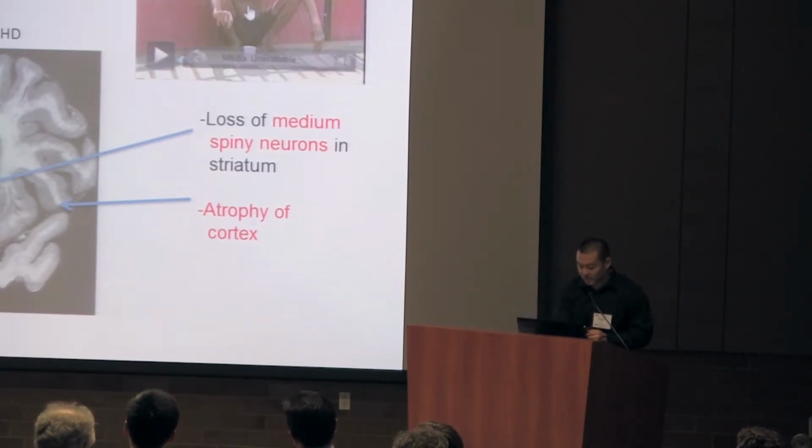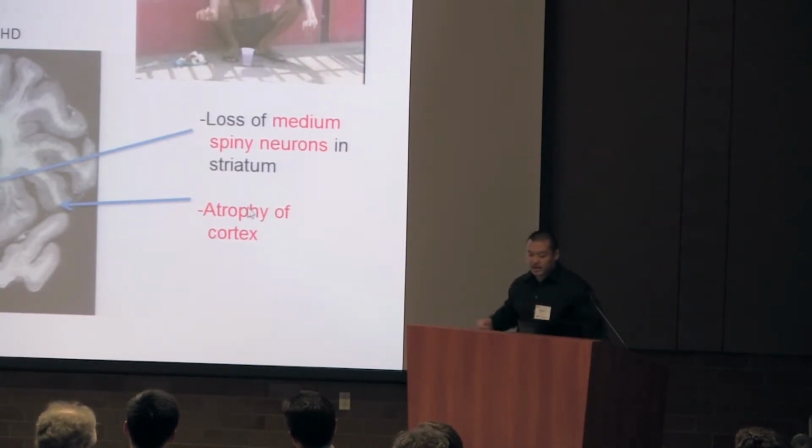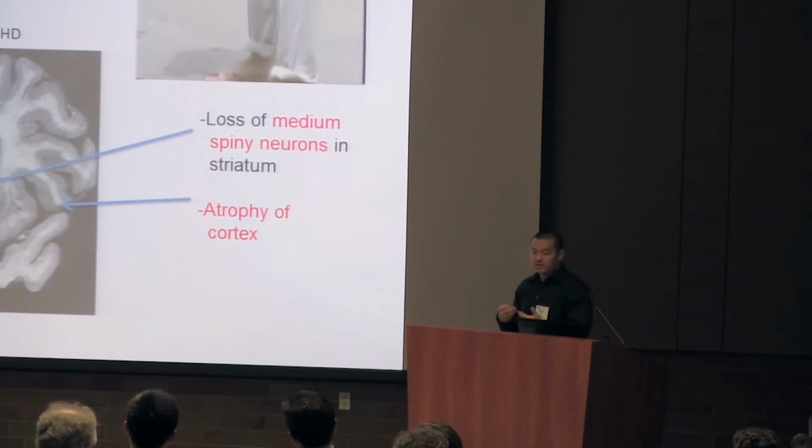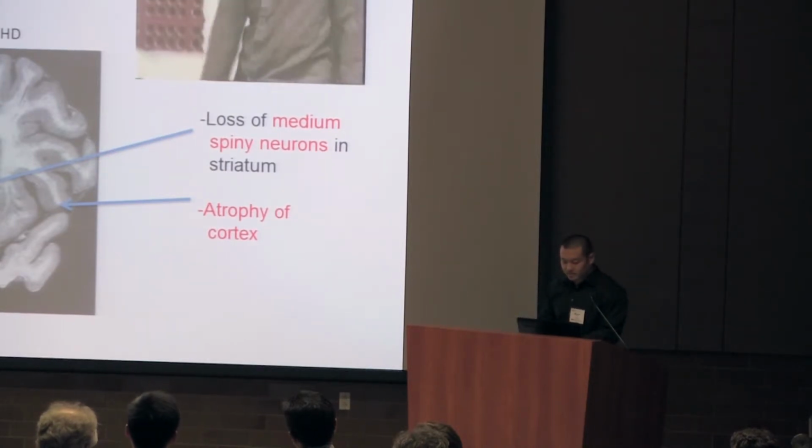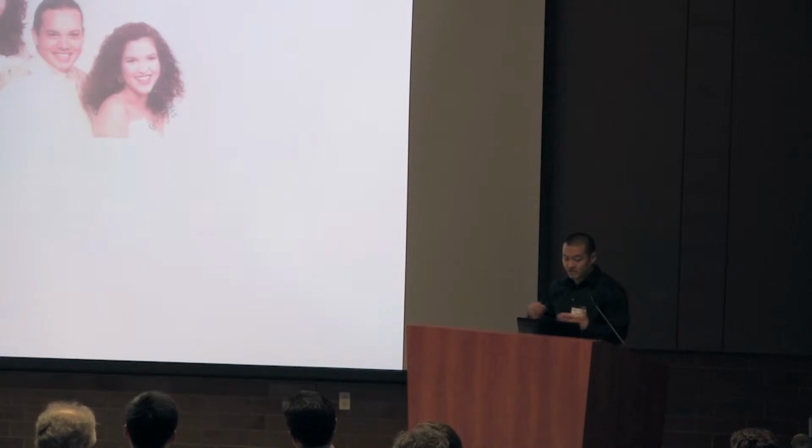This movie should be playing right now. I'm not sure why it's not. But as you can see, this is an HD patient, and you can see they have the dance-like choreic movements, as well as a characteristic wasting of the body. It's a very, very devastating disease, unfortunately, and affects a lot of people in the U.S.